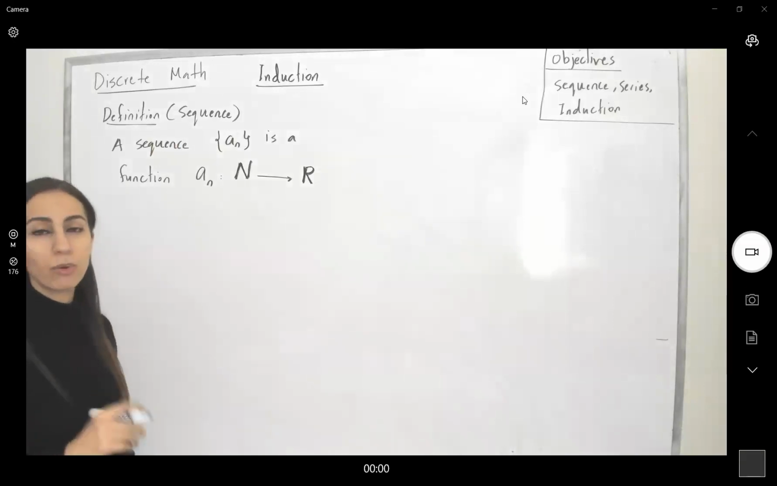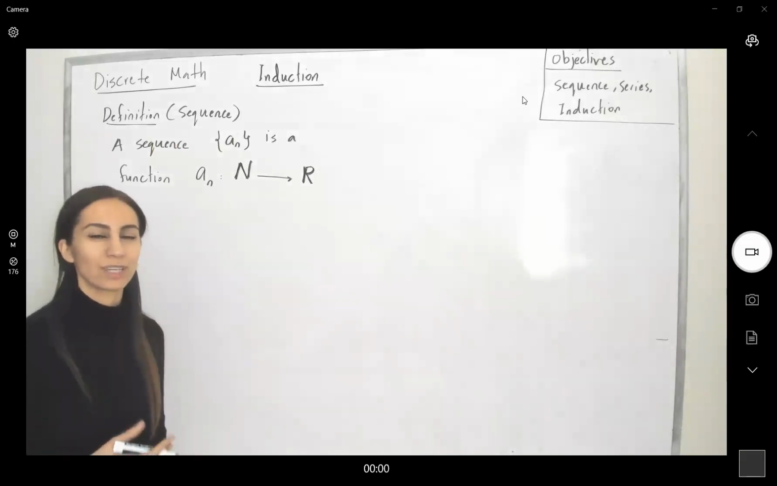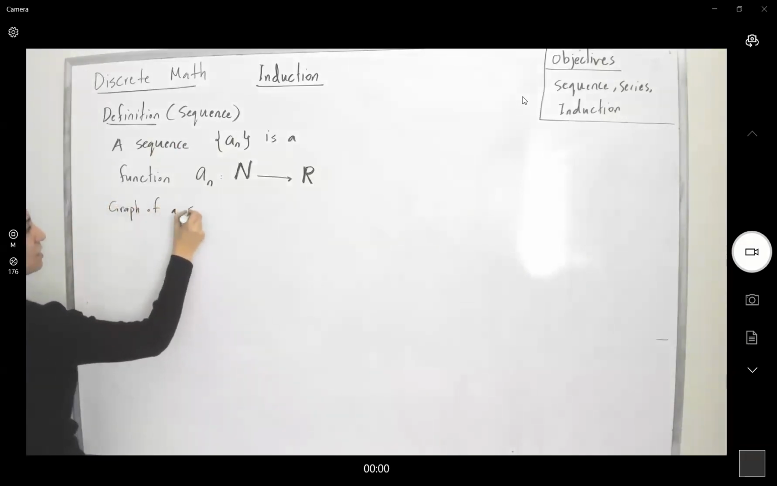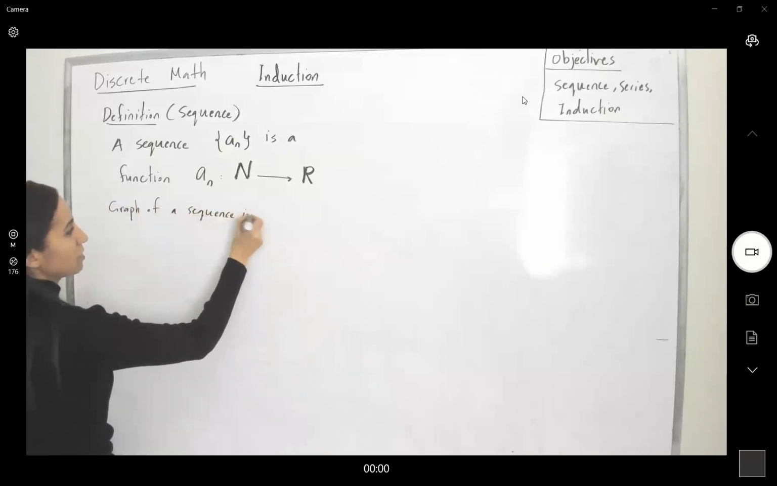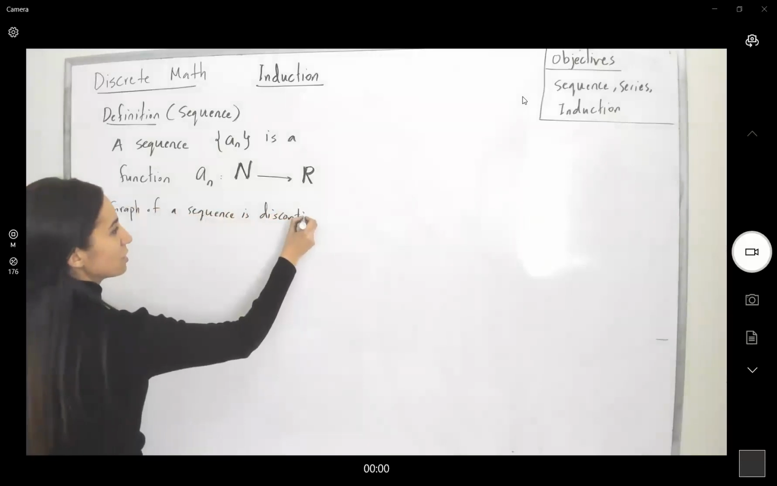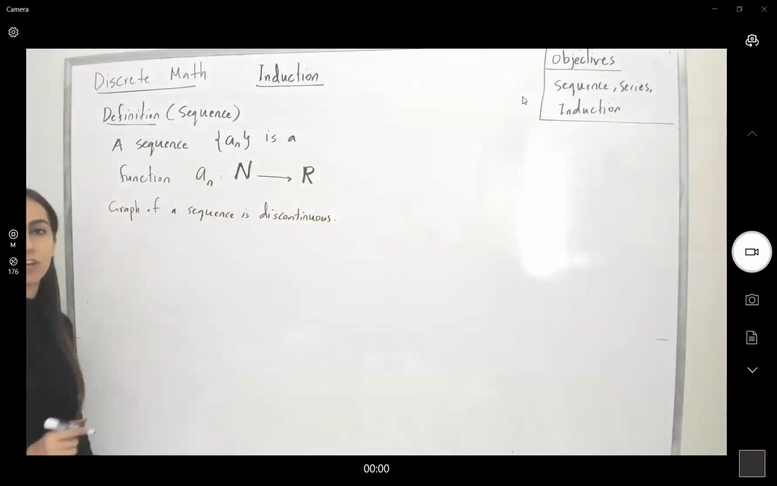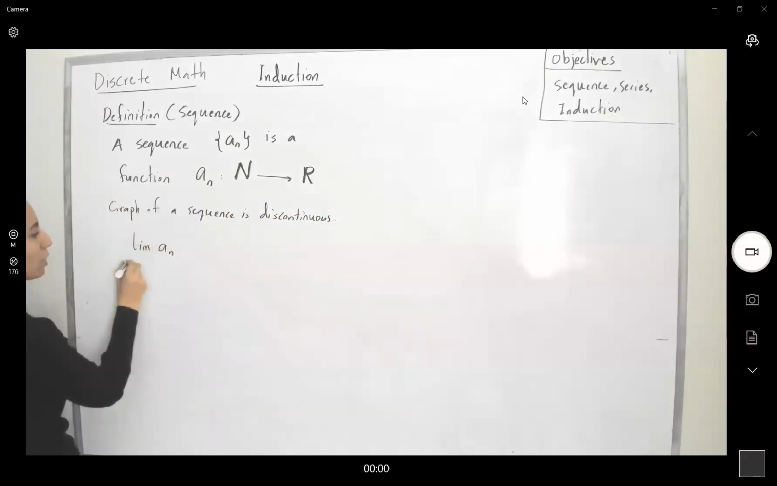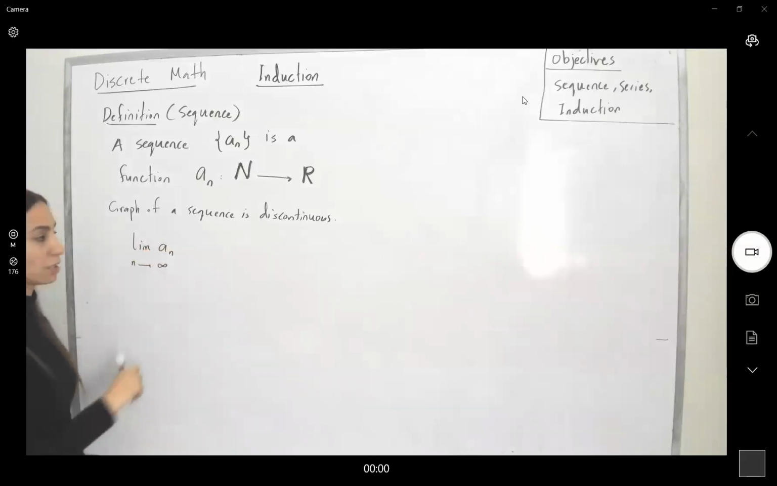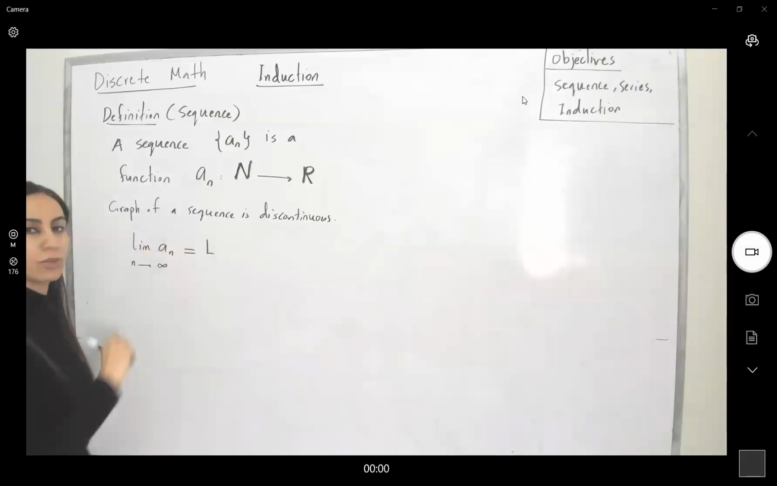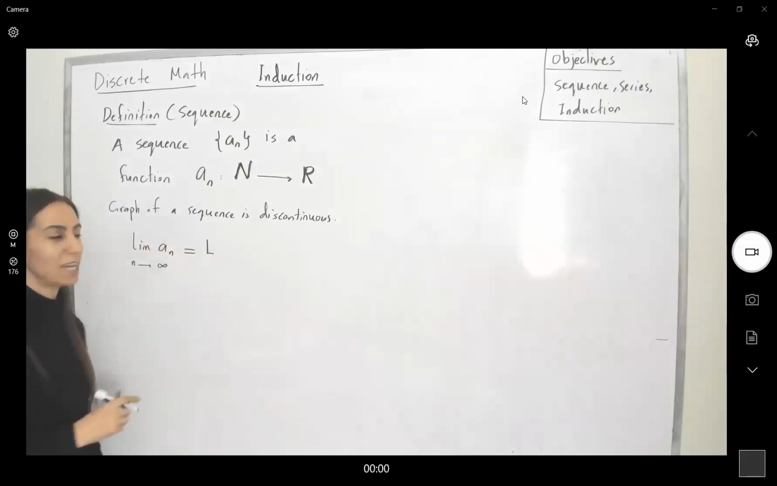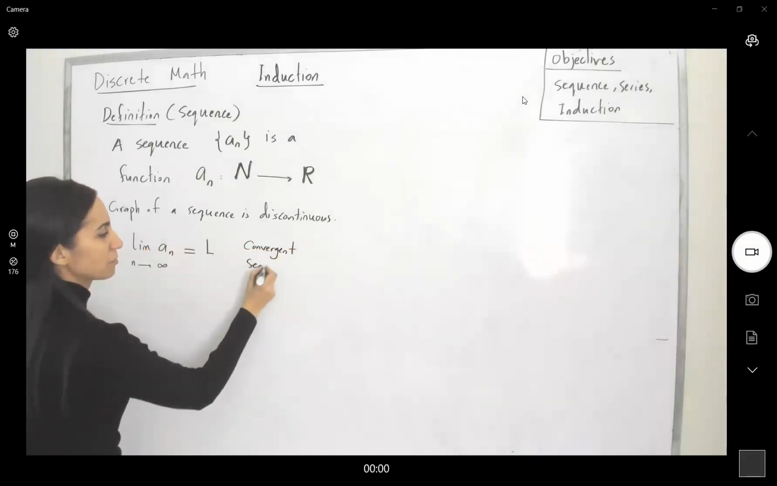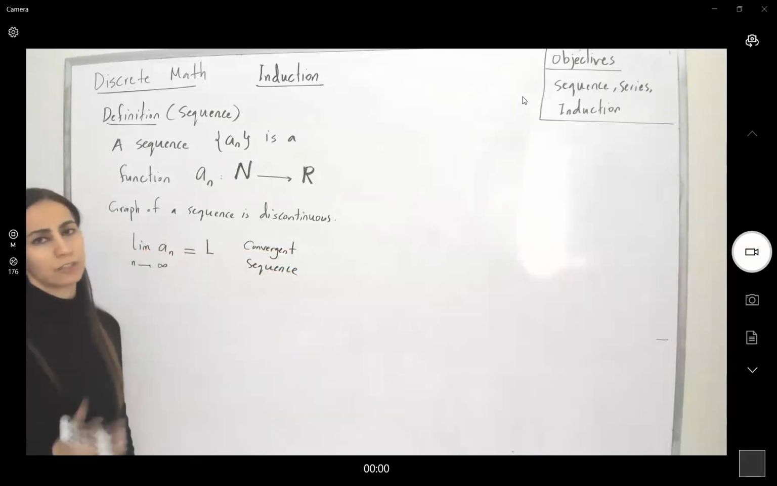When we graph a sequence, the graph is discontinuous or discrete. And we can understand the behavior of a sequence by taking the limit of that sequence while n goes to infinity. If this limit is equal to a fixed, unique number like L, we say that we have a convergent sequence. Otherwise, we have a divergent sequence.